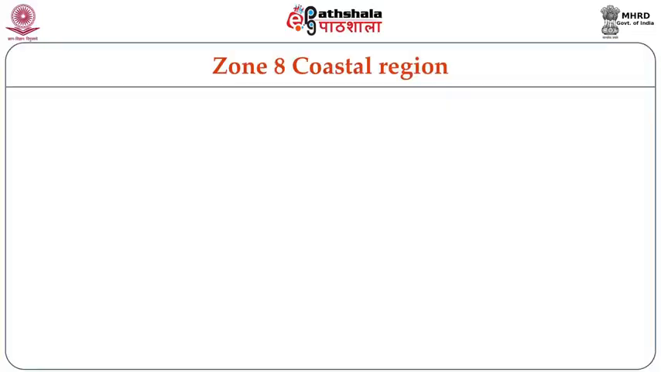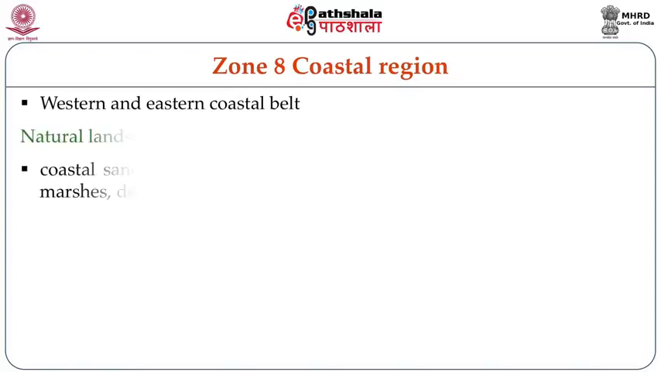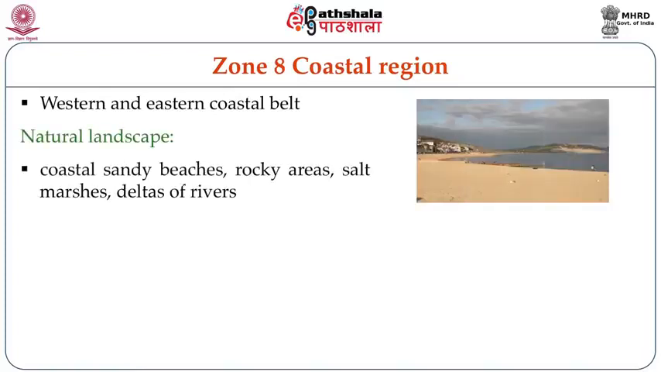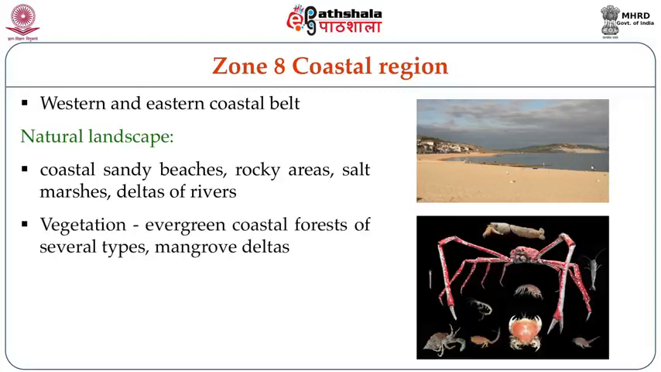The eighth zone is India's coastal belt. It goes right down the western coast, the eastern coast, and it has a wide variety of ecosystems. It has sandy beaches, rocky precipices on the seashores, it has salt marshes, it has deltas of rivers on the eastern side, much larger deltas, and it has vegetation which is primarily evergreen type of vegetation, because these are mostly high monsoonal belts. So the flora is something that is dependent on monsoon, and very often the type of fauna depends on the length of the monsoon period in a particular area.